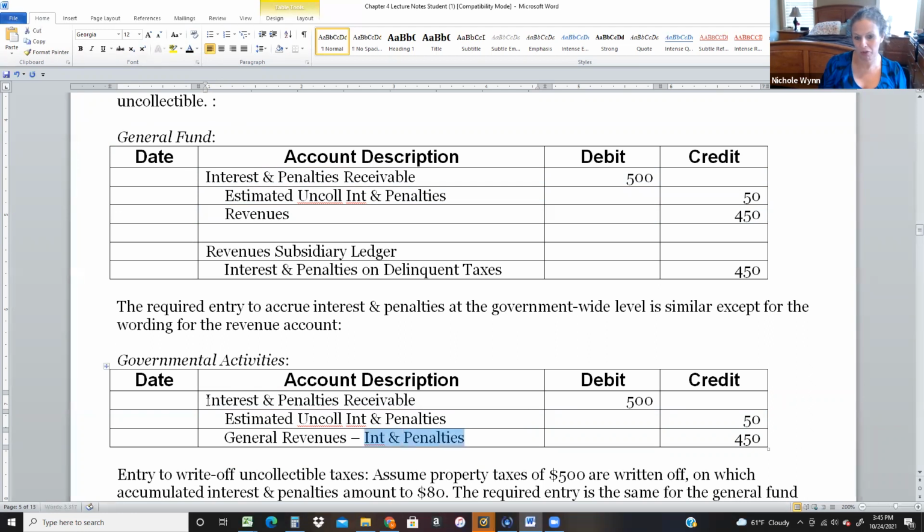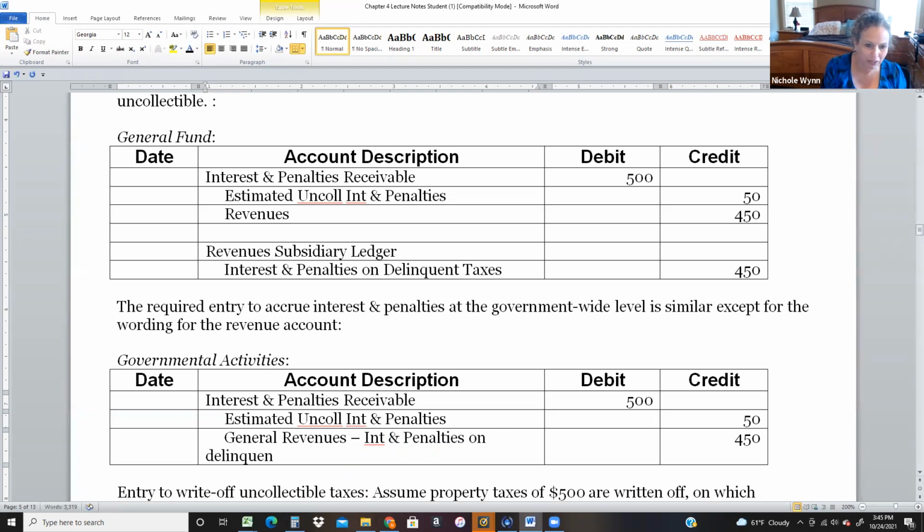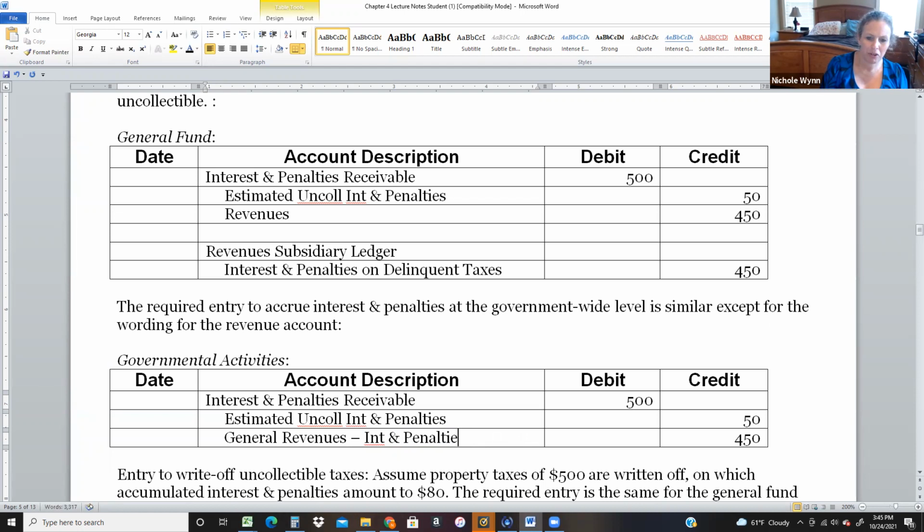But honestly, I don't always do this. And then you could go further, like that's what I was doing before, like on delinquent taxes. You can be a little descriptive if you want to. Later on, you'll need it when you're doing the income statement. When you do the income statement, you're going to have to detail out. And so I'll show you.